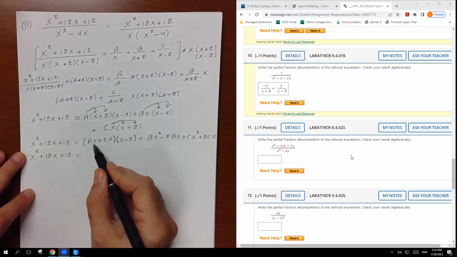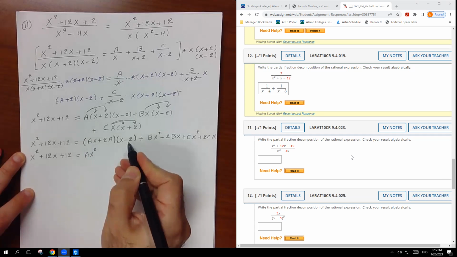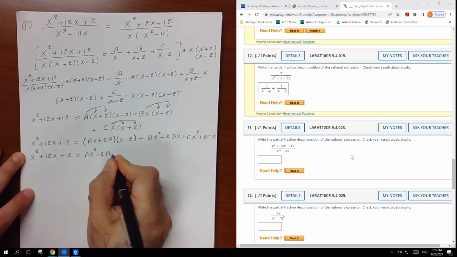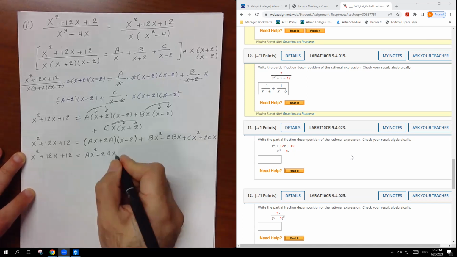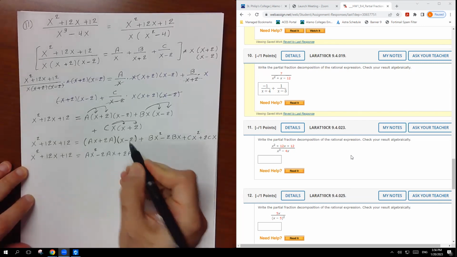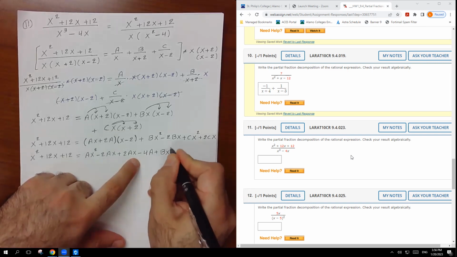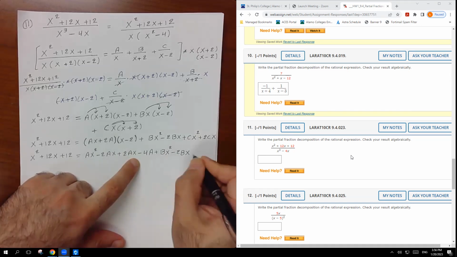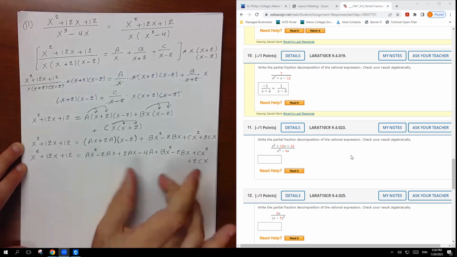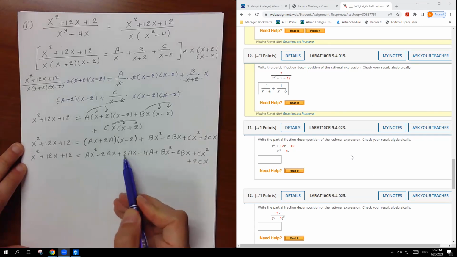Let's keep going. So ax times x is ax squared. ax times negative 2 is going to be negative 2ax. Then 2a times x is going to be plus 2ax, and 2a times negative 2 is going to be negative 4a. Now let's keep going. Plus bx squared minus 2bx plus cx squared plus 2cx. Now let's combine the like terms here. But first of all, if you look here, negative 2ax and 2ax cancel out.